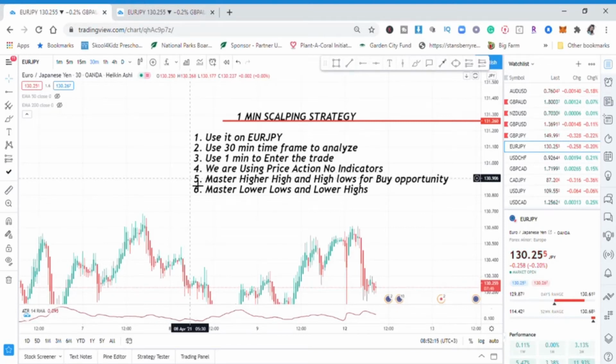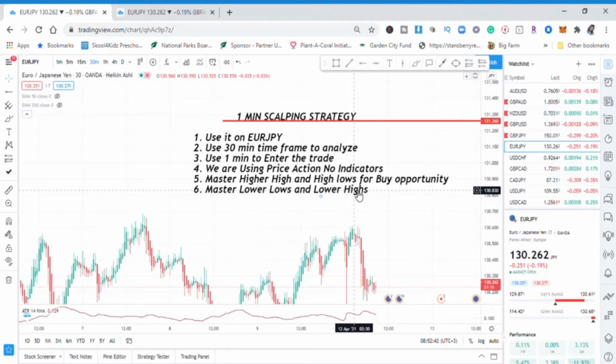sell opportunities. So for you to understand this scalping strategy, you need to identify higher highs and higher lows, or lower lows and lower highs. And if the market was making higher highs and higher lows, and all of a sudden that gets violated, you come out of the trade. So guys, without further ado, let's get into the chart.